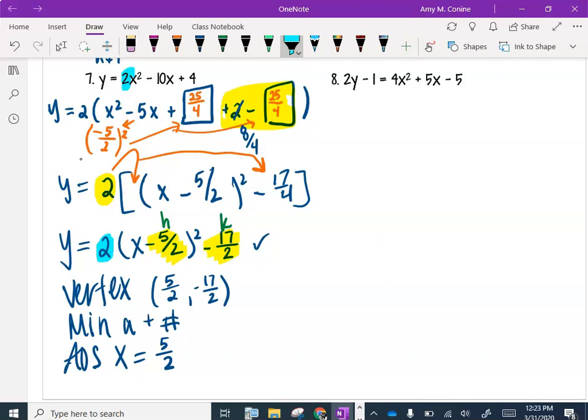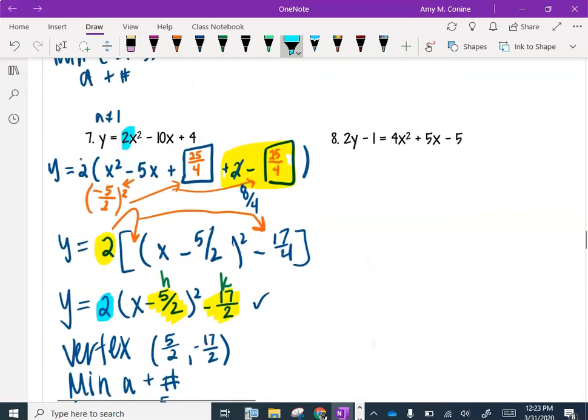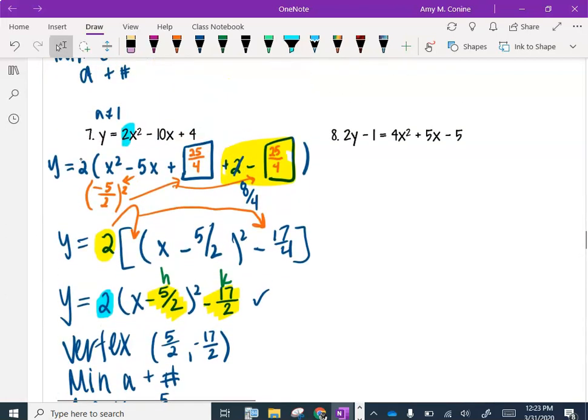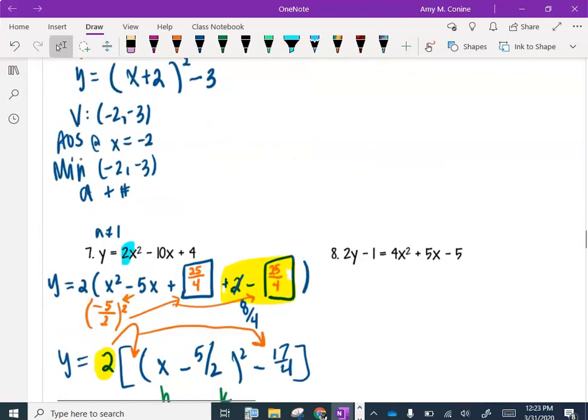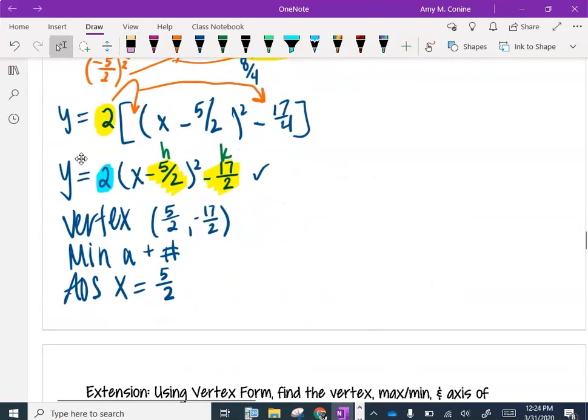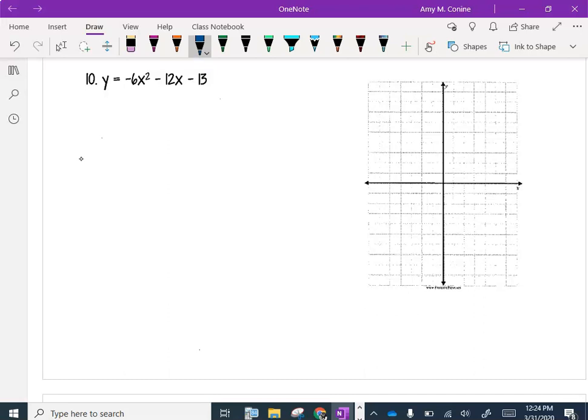So let's do one more example. All right, so we're going to do example 10. Okay, we're going to graph it as well and find all that information, the AOS, your vertex, and your max or min. Okay, so same kind of thing.